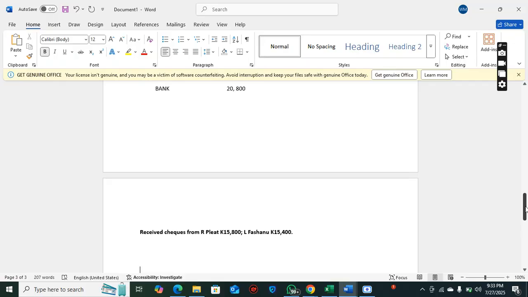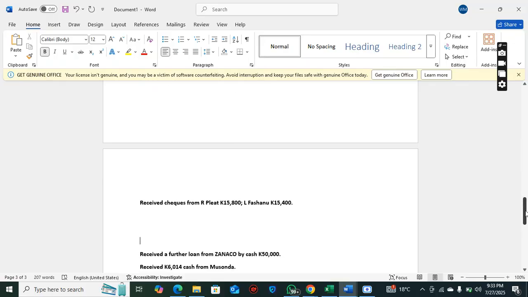Okay. Next transaction, received checks from Araplit, El Fashan. So remember, these are our debtors. They are owing us money. So now they've paid us. All right. So it means what they're owing us has reduced, right? And since we're receiving money through the bank, our bank account is increasing.